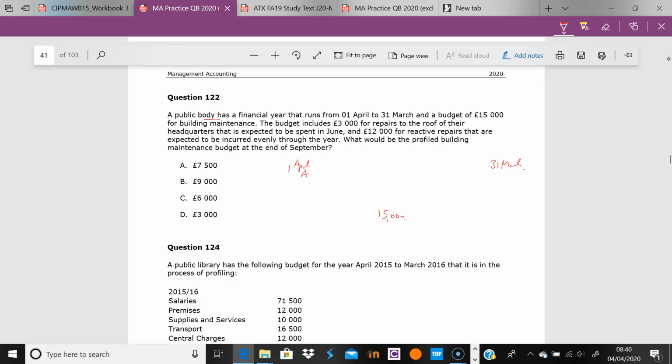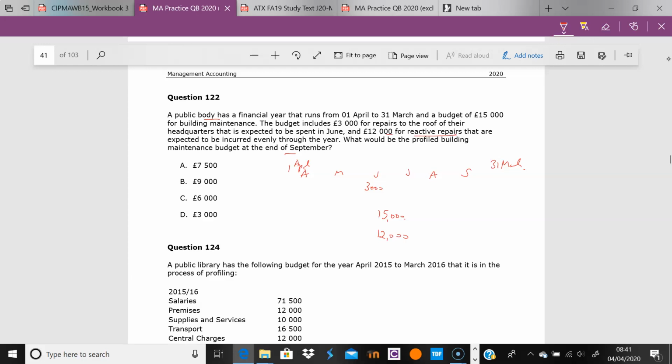So I will have April, May, June, July, August, September. I'm just going to stop at September because I already know that the question is asking me to tell you what happens by the end of September. Anyway, it says the budget includes 3,000 to be spent in June, so I know there's going to be 3,000 spent here, and that means the remaining 12,000, right? It says here, and the 12,000 for the other repairs, for reactive repairs that are expected to be incurred.